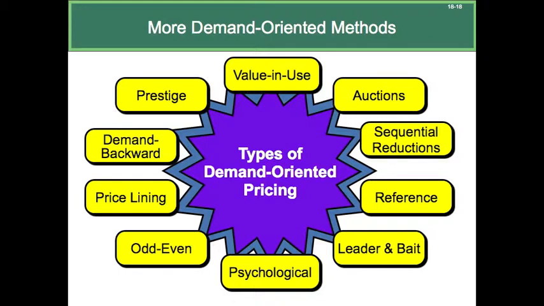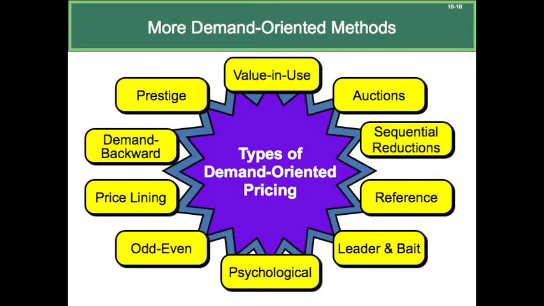Odd-even pricing sets prices to end in certain odd numbers. For example, $49 instead of $50, $24.95 instead of $25, $99 instead of $100, and so forth. Research on the benefit of this method is somewhat mixed, but it tends to be effective.